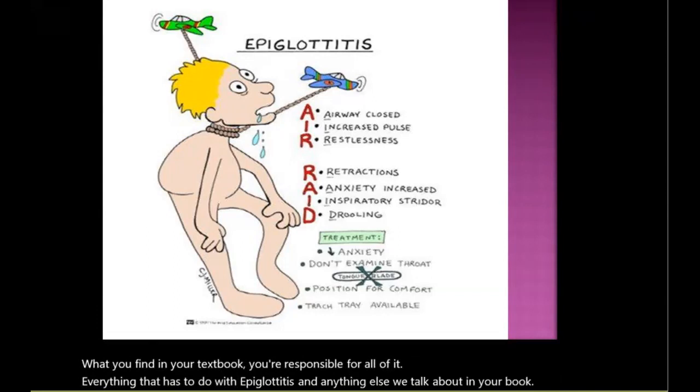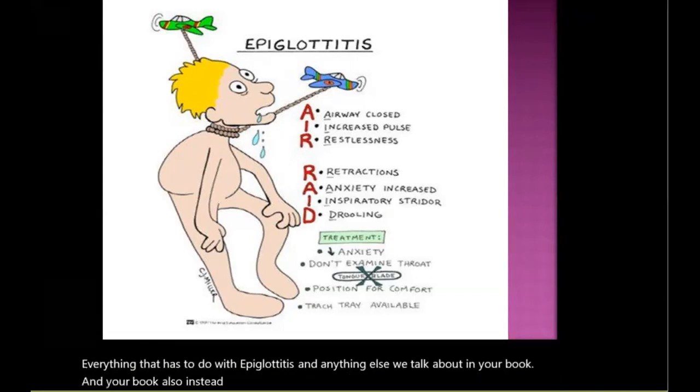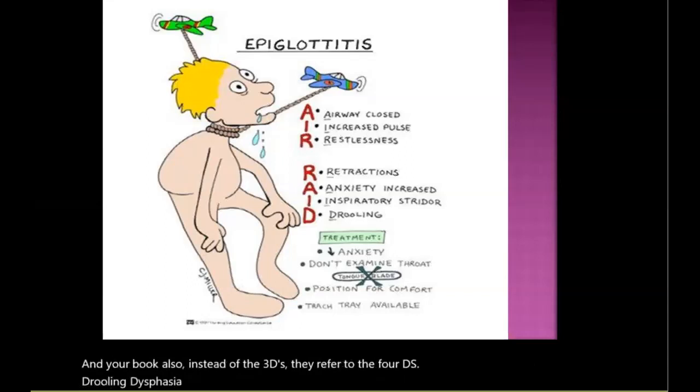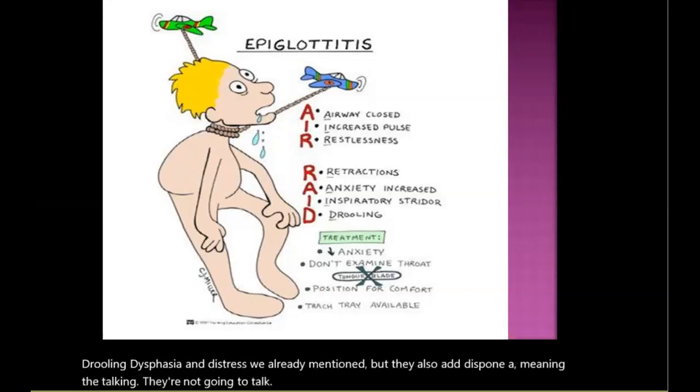And your book also, instead of the 3 Ds, they refer to the 4 Ds. Drooling, dysphagia, and distress we already mentioned, but they also add dysphonia, meaning the talking. They're not going to talk. They don't want to talk because it hurts.